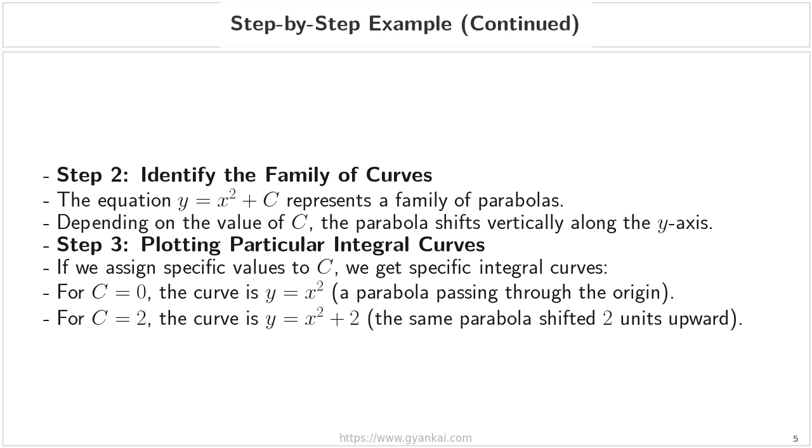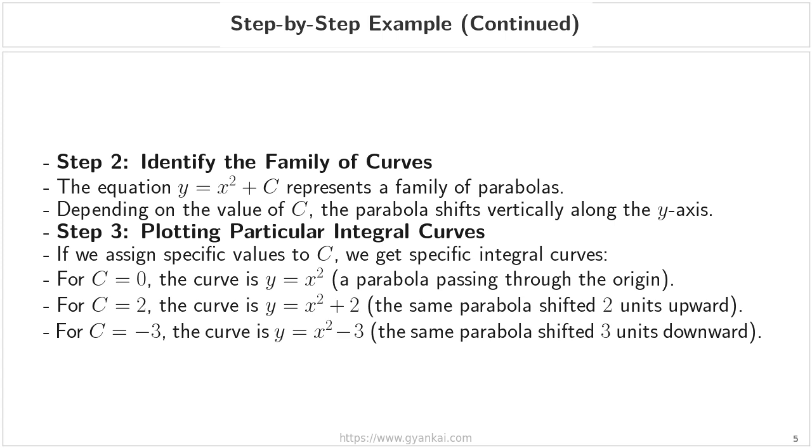Our equation becomes y equals x squared plus 2. Notice that this is the exact same shape as our first curve, but it has been shifted 2 units upward along the y-axis. On the other hand, if we pick a negative value, like c equals negative 3, we get y equals x squared minus 3. This shifts our parabola 3 units downward.